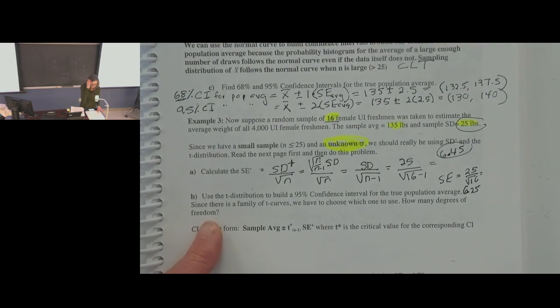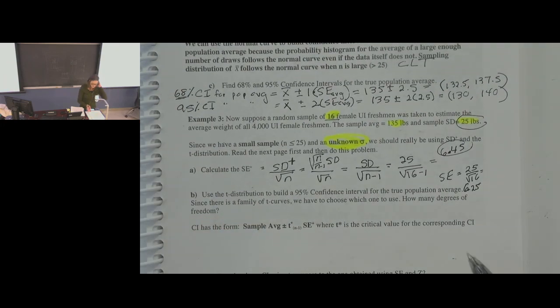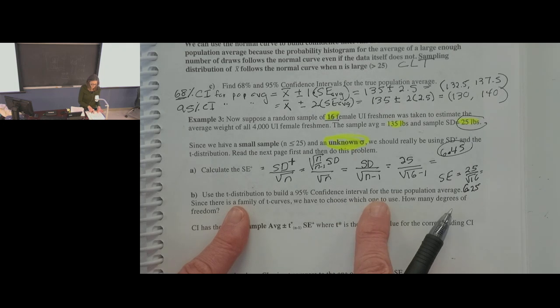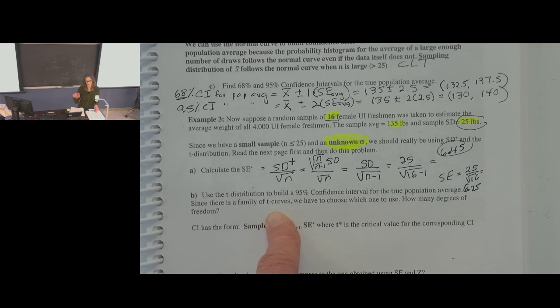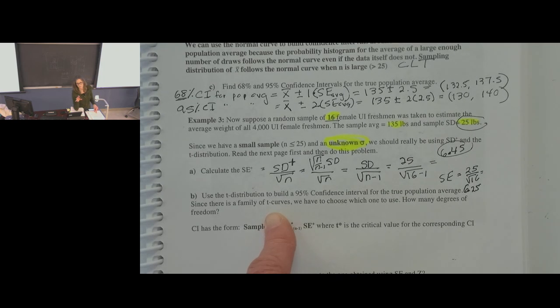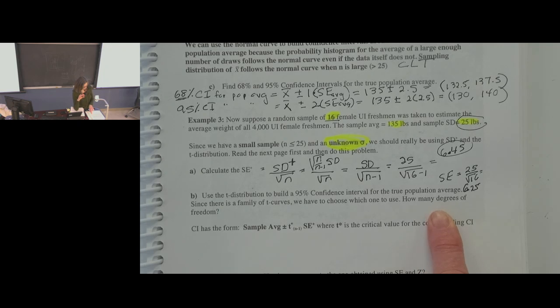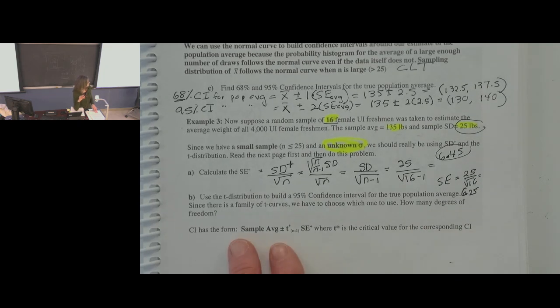Okay, so we're going to use the t-distribution, and we're going to build a 95% confidence interval for the true population average. Now, why do I not like teaching it so much for intro courses? Because it's complicated. There's a family of t-curves. The normal curve has just one beautiful curve. The t-curves have a whole family of curves depending on your sample size, depending on something called the degrees of freedom. And it has the same form.